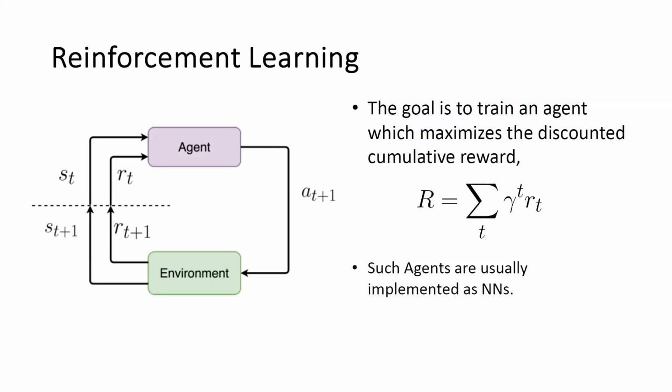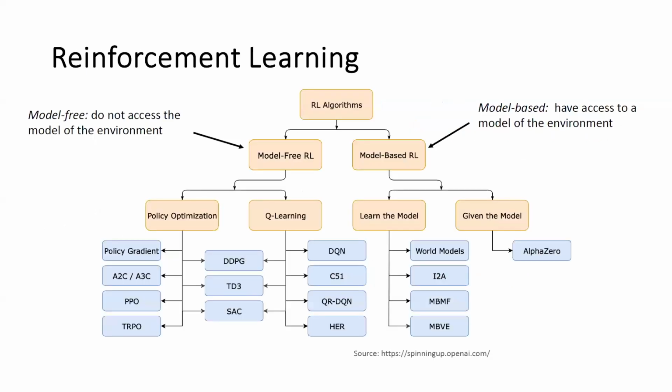Many of the agents here are implemented as classical neural networks, or in our case, quantum neural networks. There are very many methods for optimizing agents. Some of these methods have access to the model of the environment, some do not. We chose proximal policy optimization because it enables convergence in many environments, both discrete and continuous.